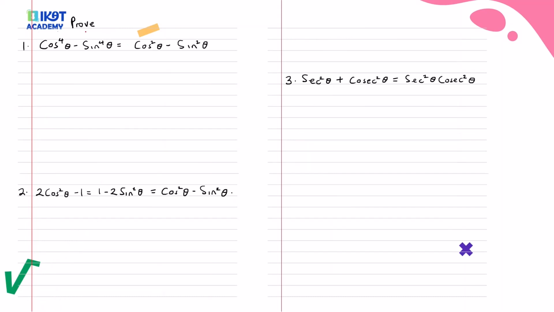Okay, so now we have these proofs. Prove 1: cos power 4 minus sine power 4 theta is equal to this, and then this, and then this. You can pause the video and try this out, then I'm going to display the working on the next one, because I don't want to make the video very long. So I'll pause and then I do the solution, then go on.